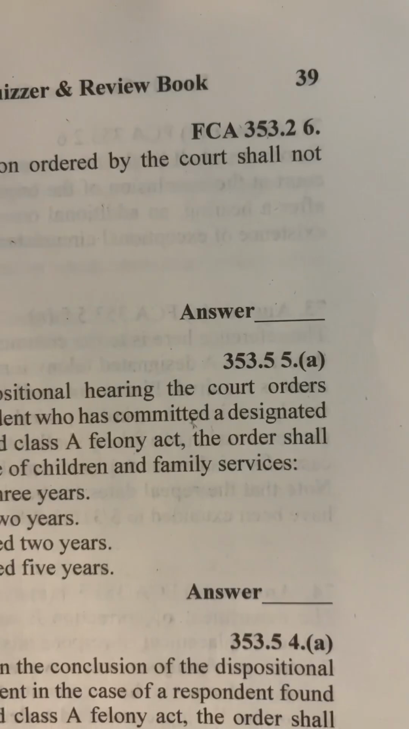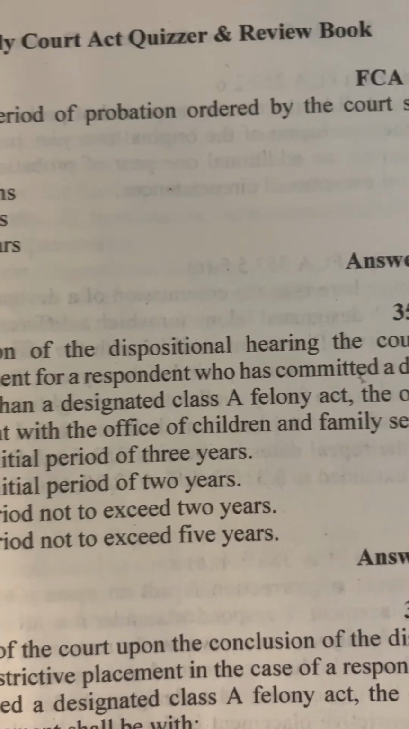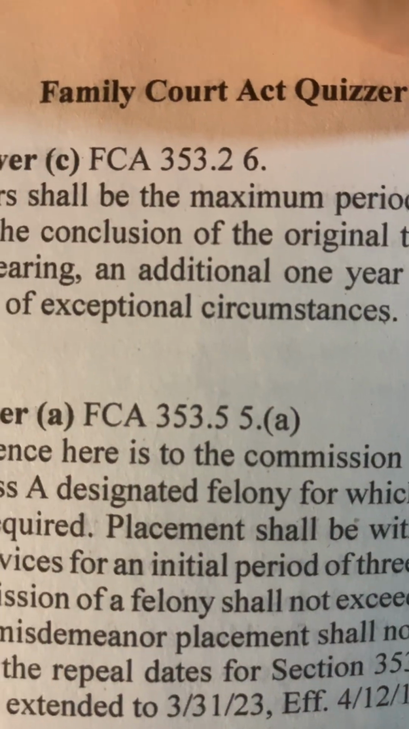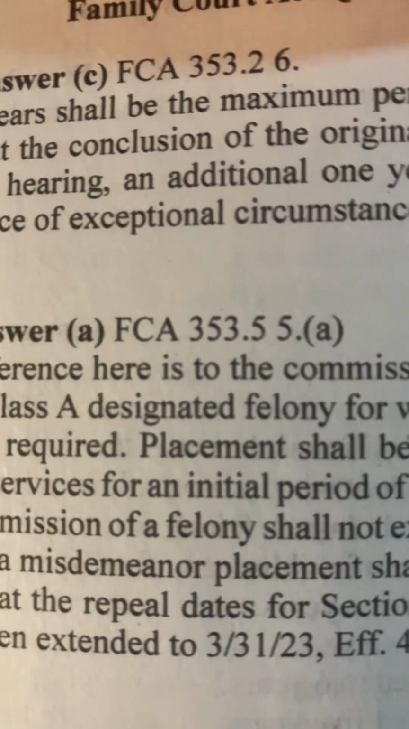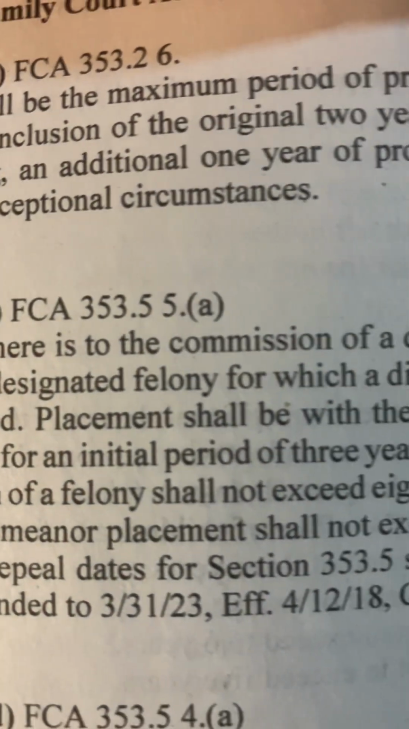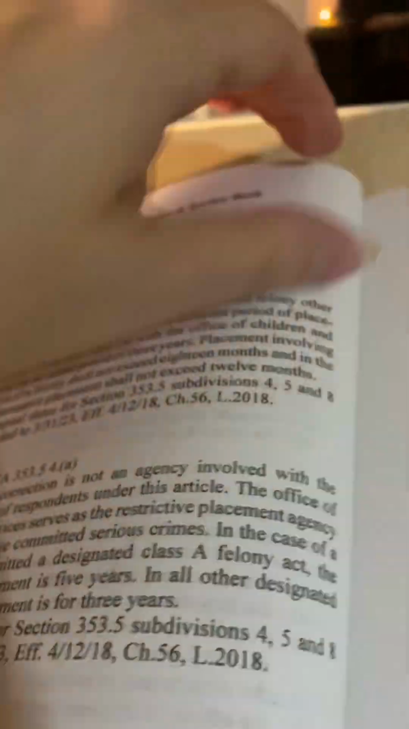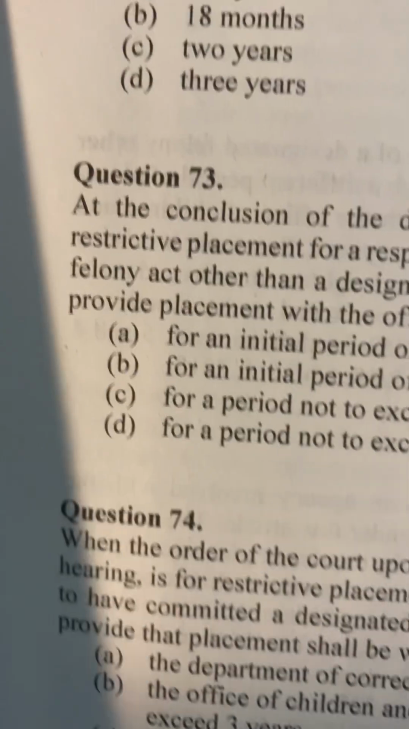We have FCA 353.26. The maximum period of probation ordered by the court shall not exceed, I believe it's 2 years. Okay. 2 years shall be the maximum period of probation. However, the court at the conclusion of the original 2-year period may require, after a hearing, an additional 1 year of probation because of the existence of exceptional circumstances. Let's see what's next. Okay, let's do another one.